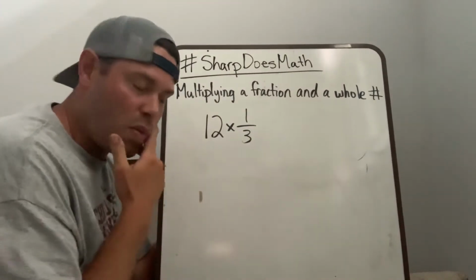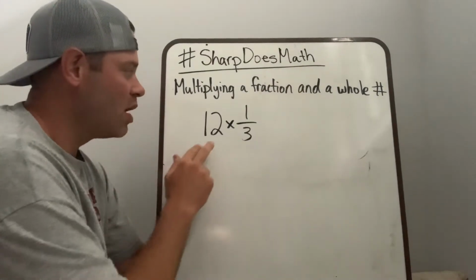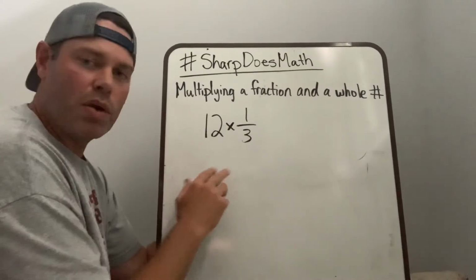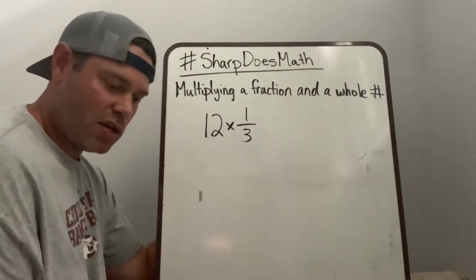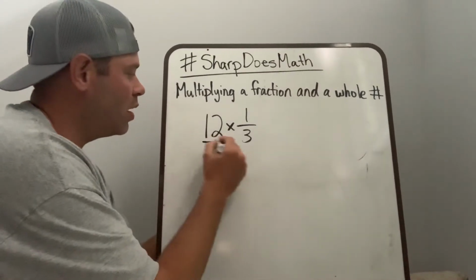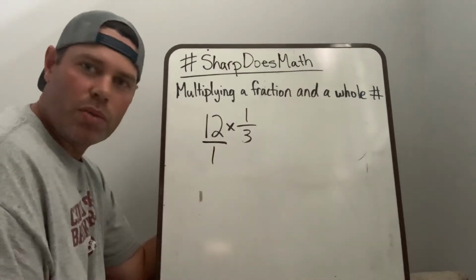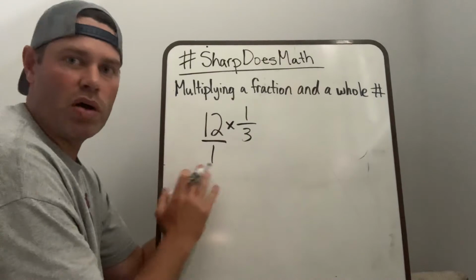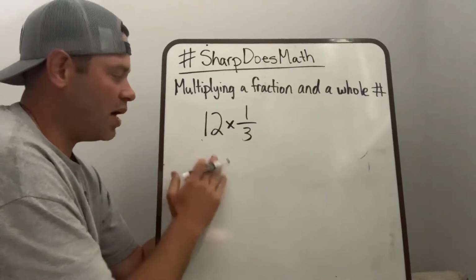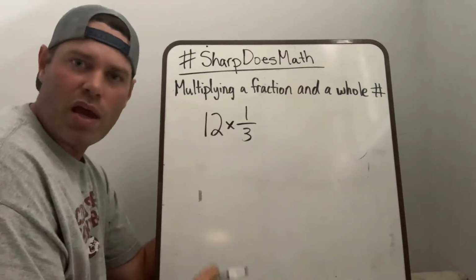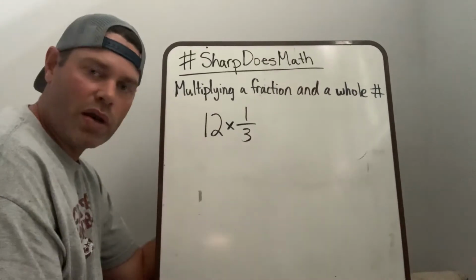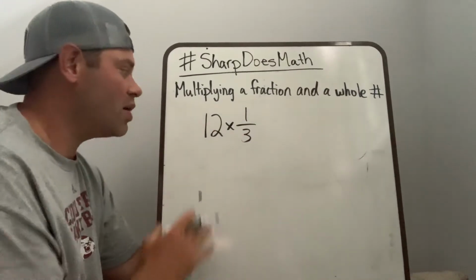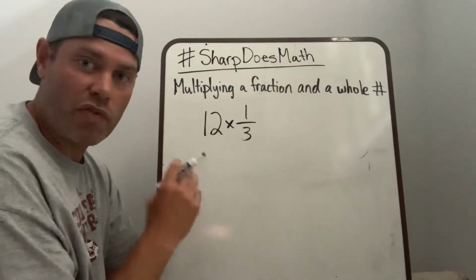One thing that I want to point out to you is when you have a whole number 12 and you want to turn that into a fraction, all you have to do is put that whole number over 1. So when you have a 12 here, you could put 12 over 1. If you had a 6, 6 over 1. If you had a 9, 9 over 1. If you had 1023, put it over 1. Okay, that's how you turn a whole number into a fraction.